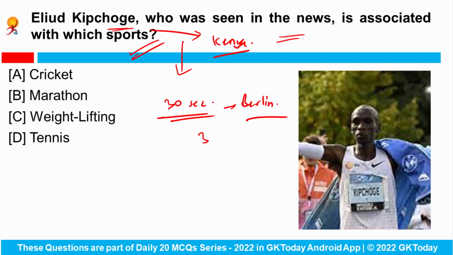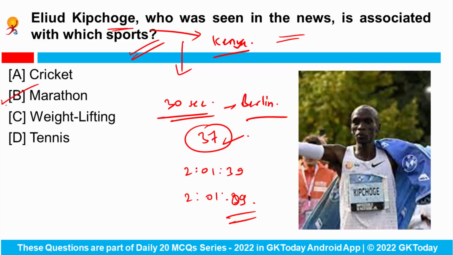Fine. So he is just 37 years old, Olympic champion, and his earlier record was 2:01:39, but now he has cut down this 30 seconds, and now the new record is 2:01:09. So two things are important. Eliud Kipchoge is related to marathon, and from which country he belonged to. So answer would be Kenya.